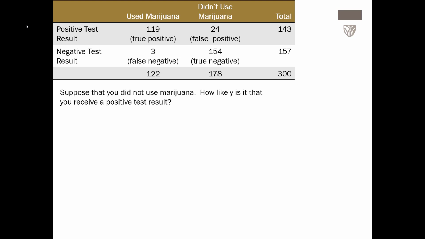In this case, we're talking about a conditional probability. We are only interested in those individuals who did not use marijuana, so we're conditioning on this particular column. Our denominator now is not everybody who was involved in the study. Our denominator now becomes the 170 people who did not use marijuana. So we're asking for the probability of getting a positive test result given that you did not use the drug.